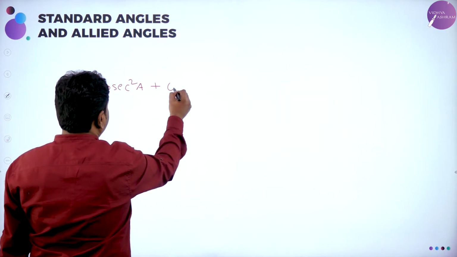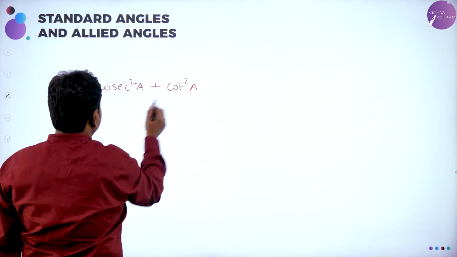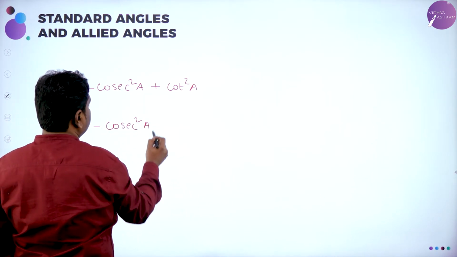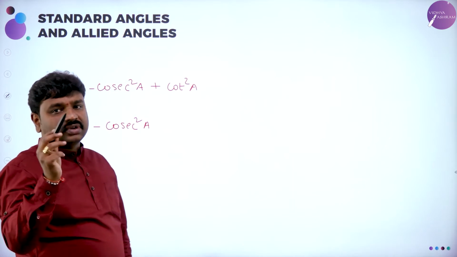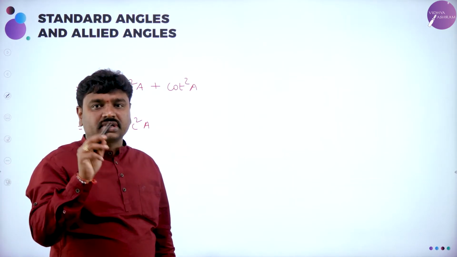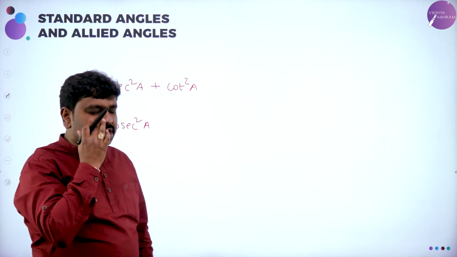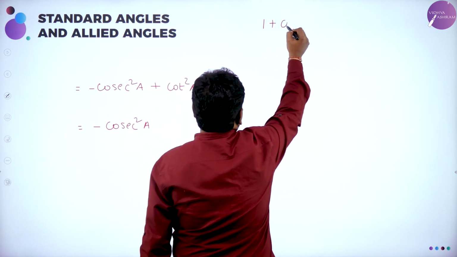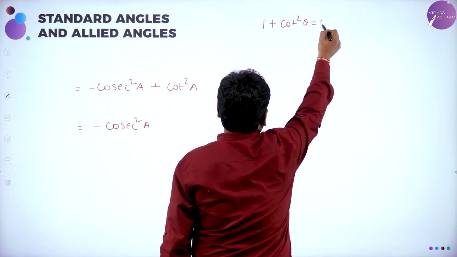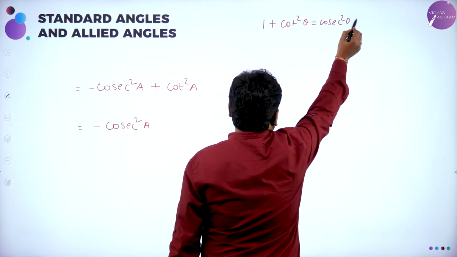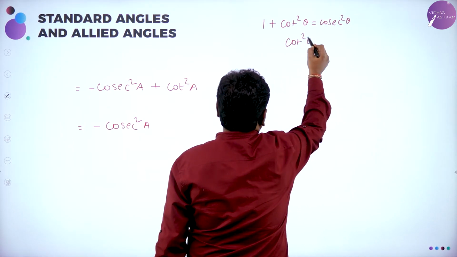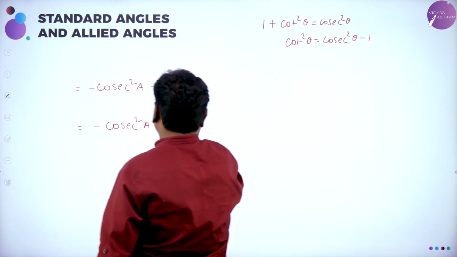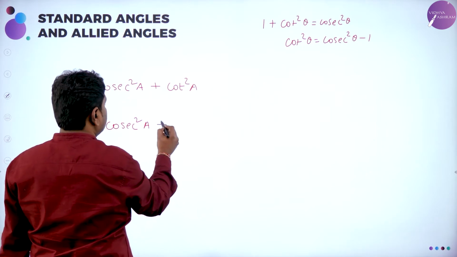plus cot square a. Now minus cosecant square a plus cot square theta can be written as, all of you know, 1 plus cot square is cosecant square. 1 plus cot square is what? Cosecant square. So all of you know the identity, 1 plus cot square theta is cosecant square theta. So cot square theta is cosecant square theta minus 1. So instead of cot square, we'll write cosecant square minus 1.